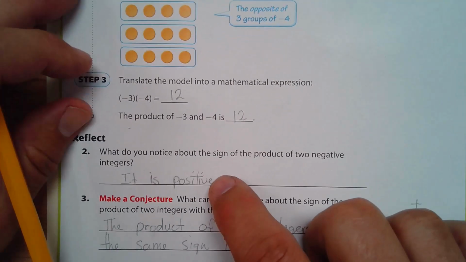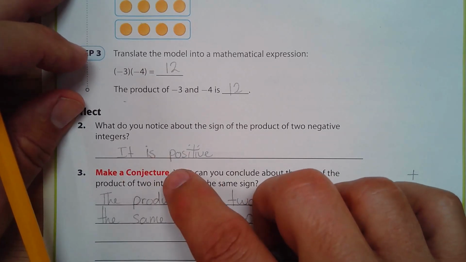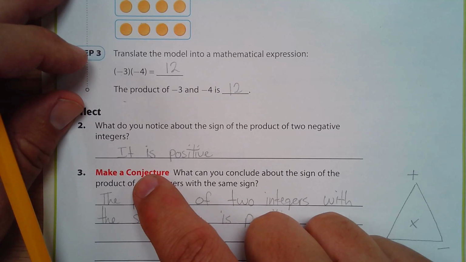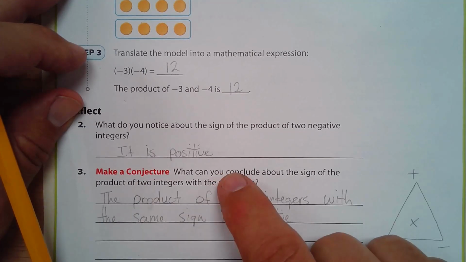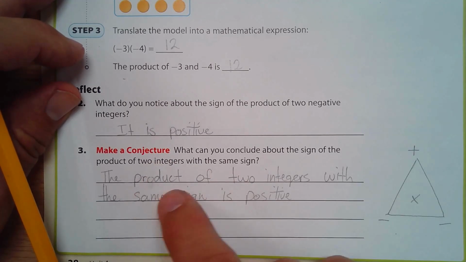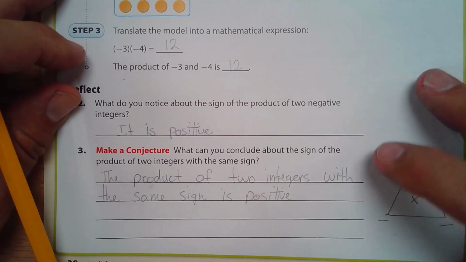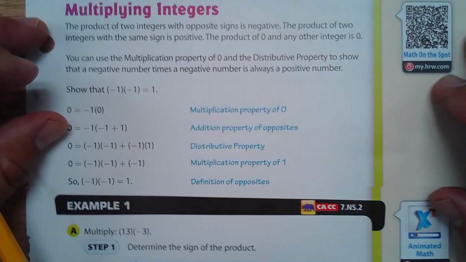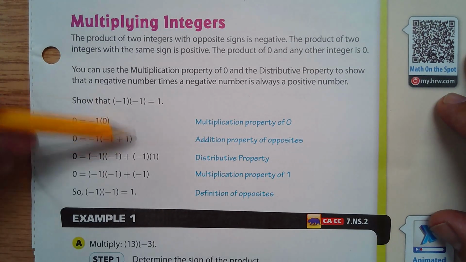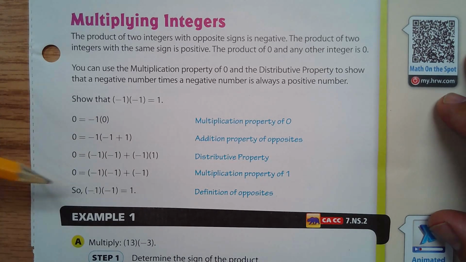So what do you notice about the sign of the product of 2 negative numbers? Well, it's always going to be positive. It's the old negative times a negative is a positive. And a conjecture is really just a guess based on the evidence so far. What do you conclude about the sign of the product of 2 integers with the same sign? Well, the product of 2 integers with the same sign is positive. And I might even say it's always positive. The publishers decided to make a bit of a confusing proof, but they're proving to you in this that a negative times a negative is truly a positive.